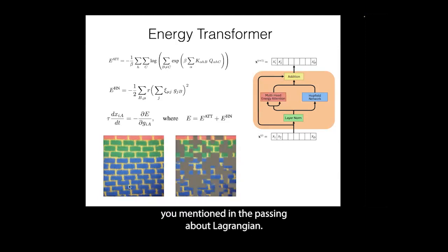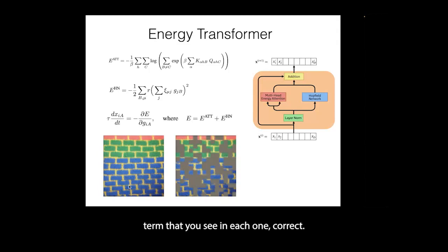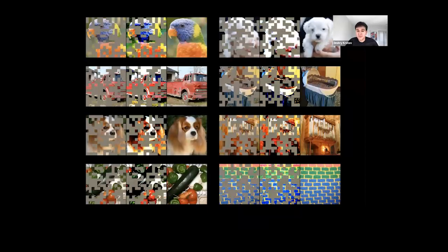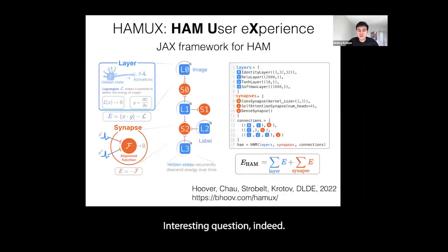Related to that, you mentioned in passing the Lagrangian. So the energy is still this energy term that you see in EHN, correct? Well, any of these energies can be derived from the Lagrangian. That I agree. But my question is, why do you need to switch to the Lagrangian if you already have the energy? Yes, interesting question indeed.